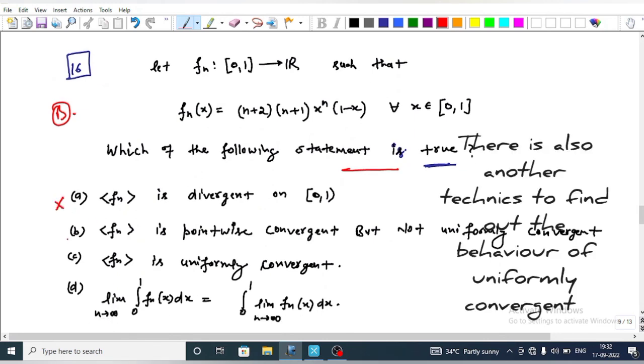Now come to the options. Option A is incorrect. Option C is incorrect. Option D is incorrect. And this implies that option B is correct.